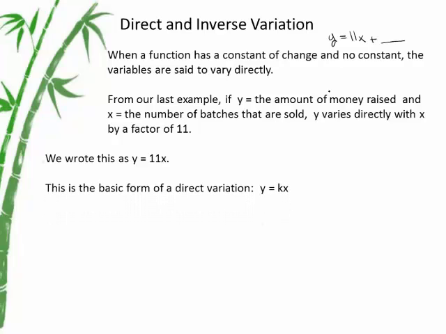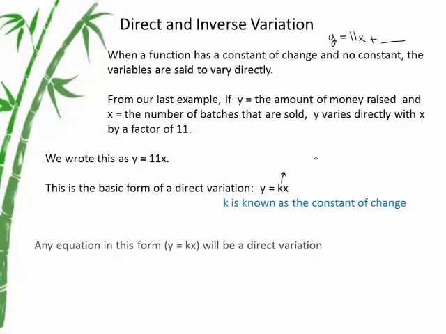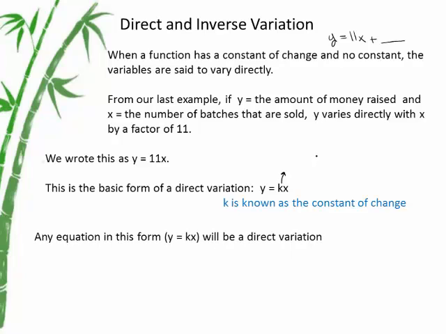And this is the basic form of a direct variation where k is the constant of change. An equation of this form, y equals kx, is a direct variation, because y varies directly with x. Every time you increase x, y increases. If you decrease x, y decreases. So here are some examples: 5x, 20x, 0.6x.